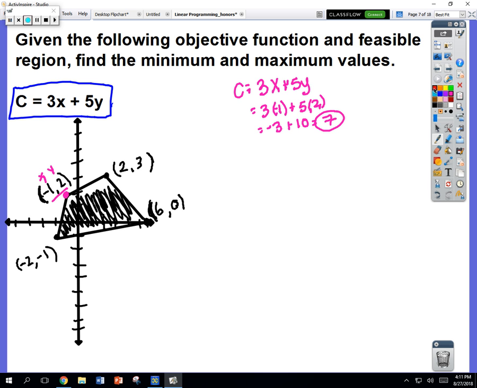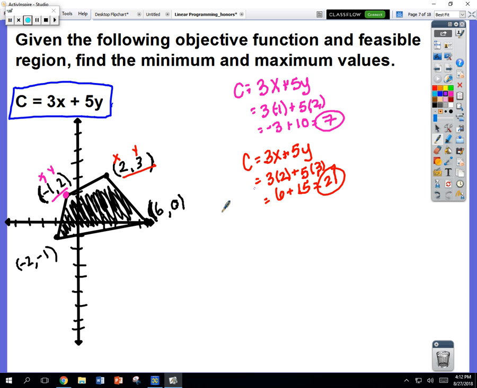Now let's try the next one, (2, 3). This is x, this is y. So we're using the same constraint, same objective function. And this time, instead of -1, I'm using 2 for x and 3 for y. So I get 6 + 15, which is 21.